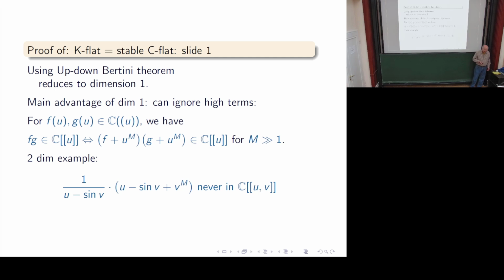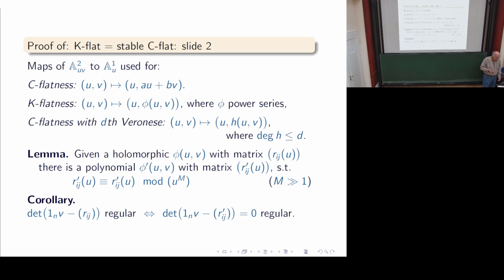Now, okay, so why is this good? Let's think about what kind of maps I use to project. For C flatness, I use linear projections, so this is just AU plus BV. For K flatness, I can put here an arbitrary power series, a very complicated projection. Now C flatness with these Veronese, I can put here any polynomial of degree at most B. You say why this is good, because K flatness needs power series. But if I can ignore the high degree terms, then I'm down in the Veronese combined with linear case.